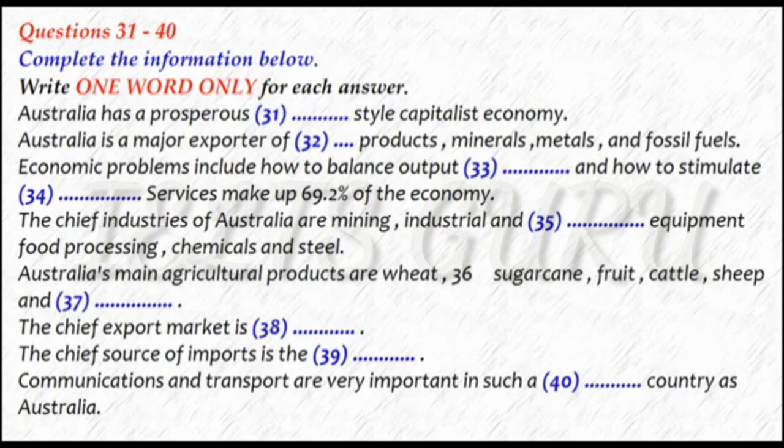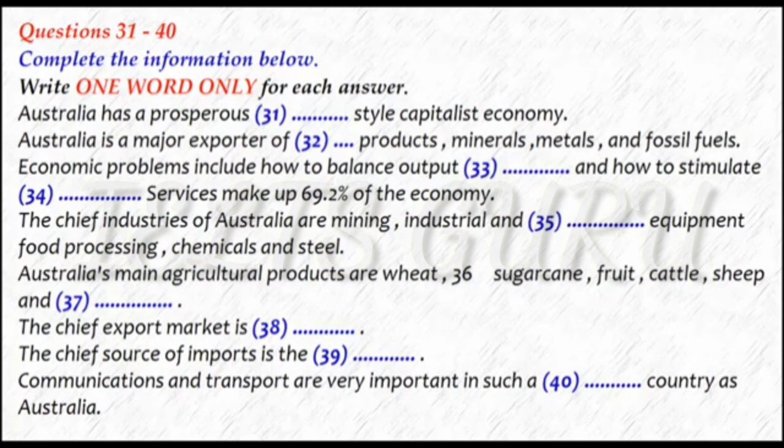Now I should tell you that the country of Australia is made up of 6 states and 2 territories. These are the Australian Capital Territory, New South Wales, the Northern Territory, Queensland, South Australia, Tasmania, Victoria, and Western Australia. The national capital is Canberra. Right, let's turn to the Australian economy. Australia has a prosperous Western-style capitalist economy. Australia is a major exporter of agricultural products, minerals, metals, and fossil fuels.